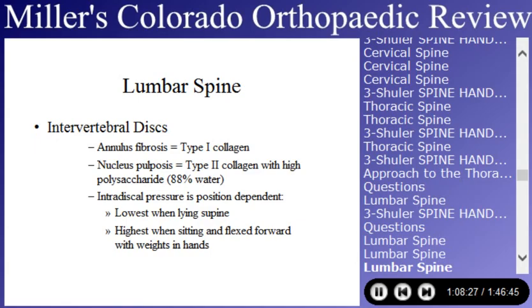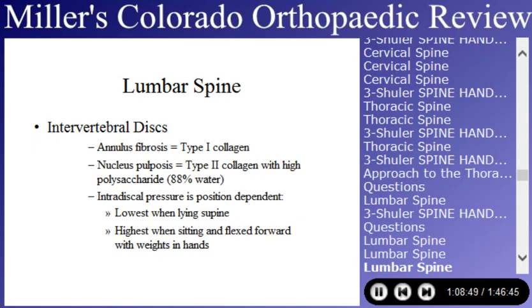Intradiscal pressure, now this is minutia that they actually tested on, but it makes sense. When is your intradiscal pressure the highest, and when is it the lowest? It's the lowest when lying supine, but the highest, I always put down the answer that you're just sitting in a chair. It's not. It's sitting in a chair, flexed forward with weights in the hands. But that's how it shows up on the examination.